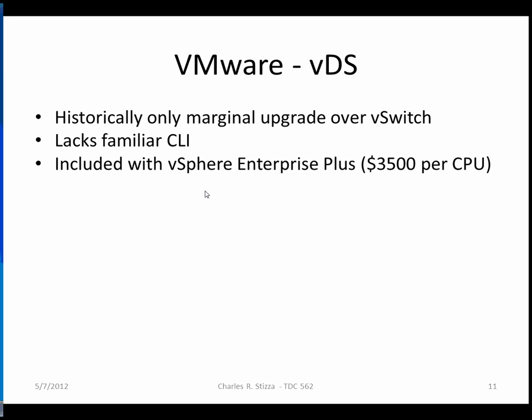How I would position the VDS is that historically it's just a marginal upgrade over your basic vSwitch, which is a basic software switch where you have almost no functionality except the ability to create VLANs. Up until the most recent version, it really didn't support much, such as NetFlow and SPAN. So I would say the recent version is a good solution, but in prior releases it was quite mediocre. The biggest drawback is that it lacks a familiar CLI that network admins are going to want in their network hardware. In terms of cost, it's included with the vSphere Enterprise Plus license, which will set you back about $3,500 and up. It's licensed per CPU socket.